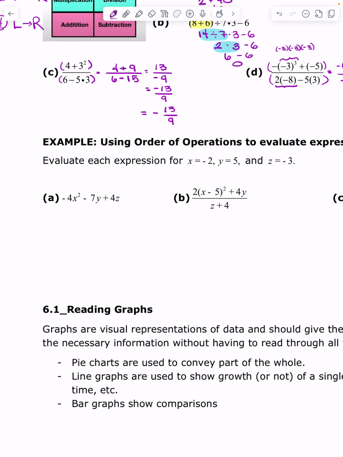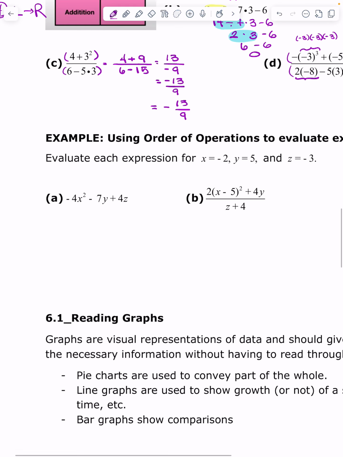Last piece, evaluating expressions. This is telling me that x is -2, y is 5, and z is -3. So I'm going to plug those in where they belong. My x is -2, so -2 is going to go in everywhere I have an x.